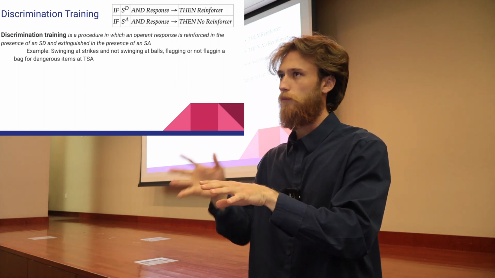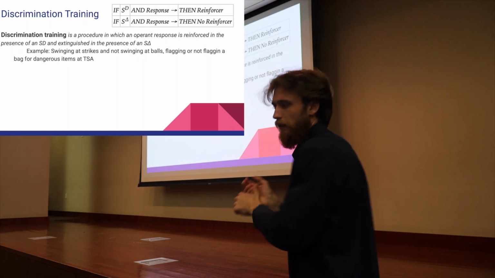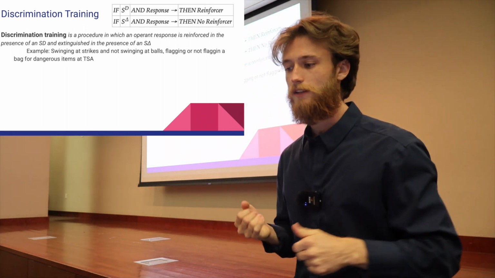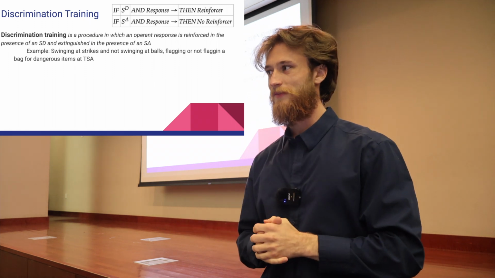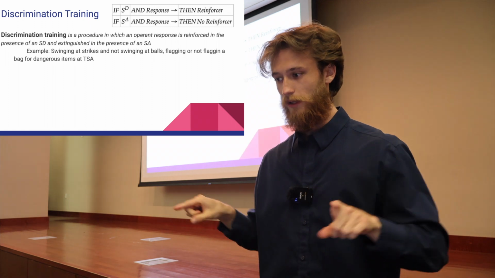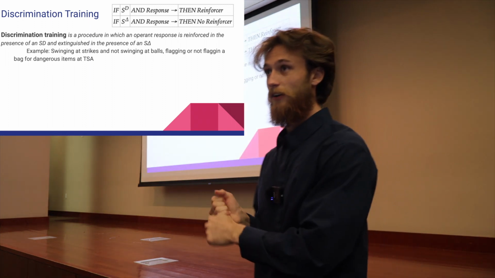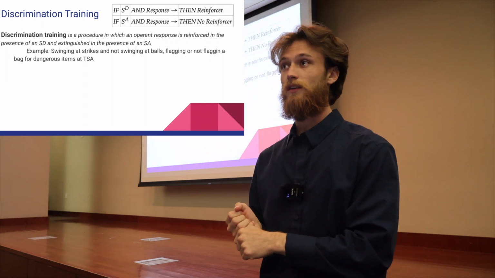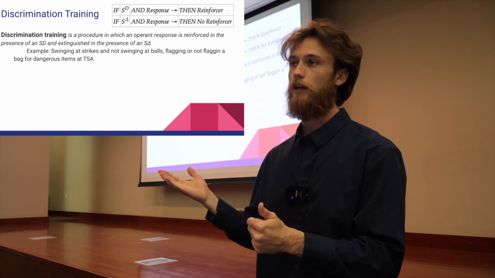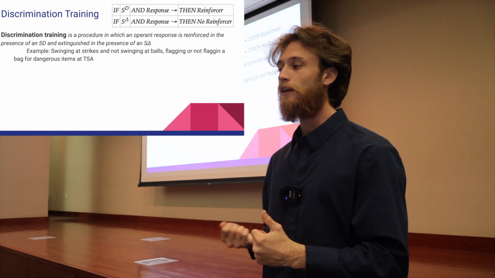And we're about to get into more about the prompting. But another example of discrimination training, say we're a baseball player, right? We only want to swing at strikes and we don't want to swing at balls, right? In the presence of a strike in this little area, we swing. If it's outside of this area, we don't, right? And if we swing when it's a ball, we get a punisher. Stop swinging when it's high. Stop swinging when it's low. Stop swinging outside the zone.